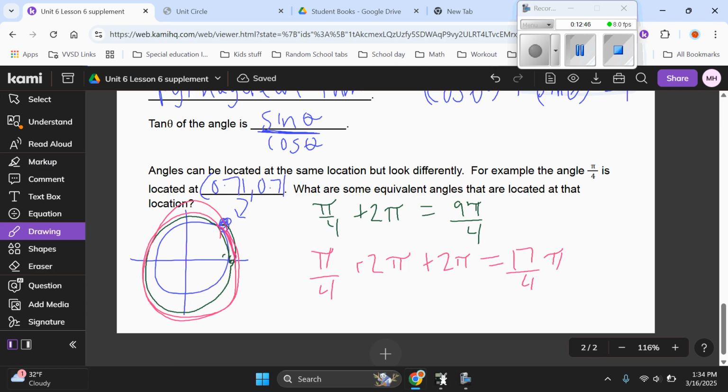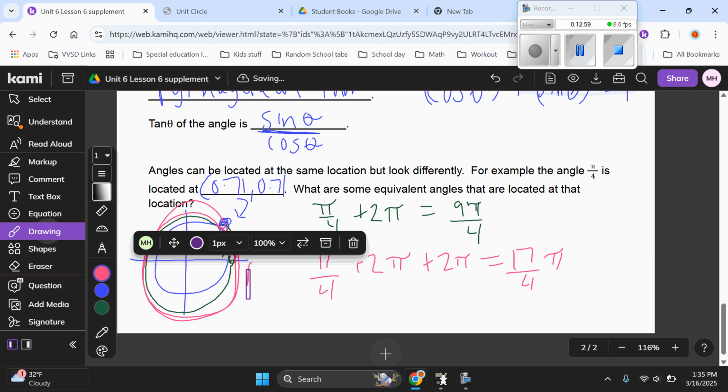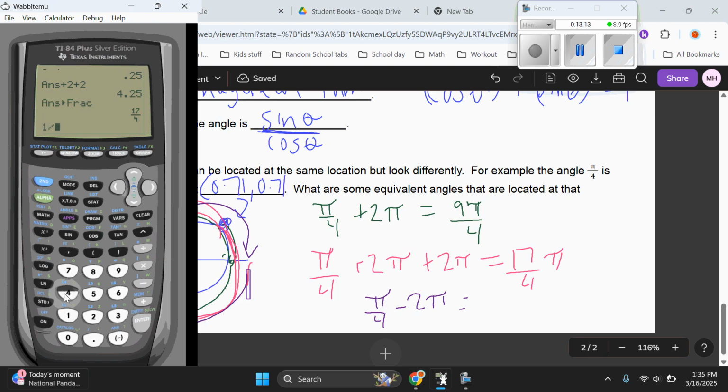What happens if I were to subtract from pi over 4? I would go the other way. So if I look, like in purple, I would go this way, okay? I would go all the way around this way, okay? Well, I can take pi over 4 minus 2 pi. So 1 divided by 4 minus 2. And then that would give me my answer of negative 7 pi over 4.